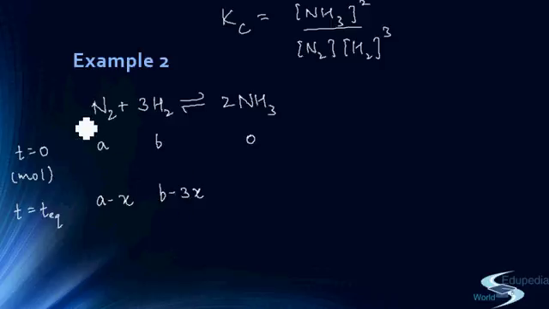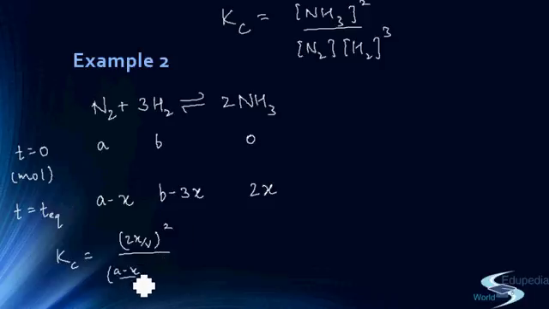Similarly, 1 mole of nitrogen here forms 2 moles of ammonia. That means X moles of nitrogen consumed will form 2X moles of ammonia. So once again, if these are divided by volume, you can simply write the expression for Kc as 2X by V whole square divided by A minus X by V into B minus 3X by V whole cube. It's as simple as that.